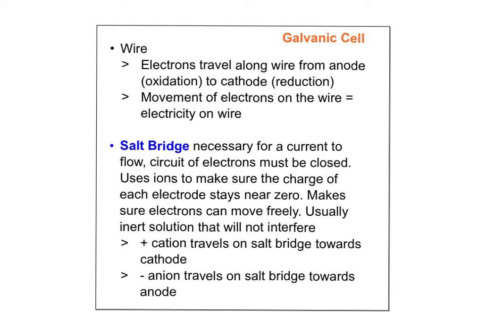Let's just recap that salt bridge again. So this salt bridge is what's necessary for the current to continue flowing. And it basically allows us to close the circuit. And so the ions will help make sure the charge of each electrode stays near zero. One side is losing electrons. We don't want to build up a positive charge there. So negative ions move that way. Same with the other side, just opposite. And usually we're going to pick something that won't interfere. So again, the positive ion travels on the salt bridge towards the cathode. The negative anion travels on the salt bridge towards the anode.